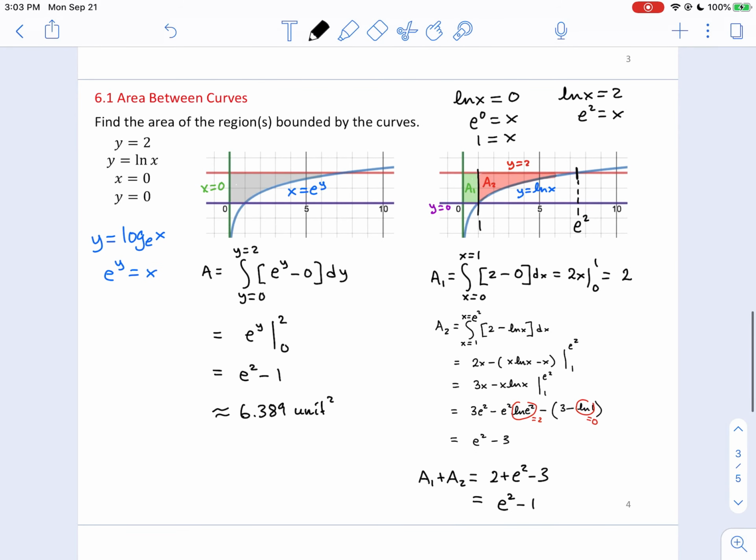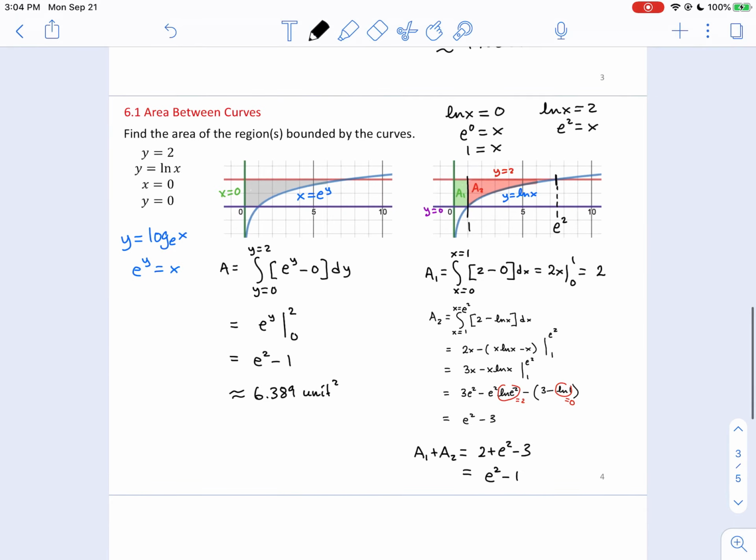Now when you look at these 2 different approaches for this problem, it should be pretty obvious that the horizontal strips was the easier way to do this. You don't need to do both ways. I'm just showing you that often you can do these problems 2 different ways with horizontal or vertical strips, and sometimes they're equally difficult or equally easy. And that's it.